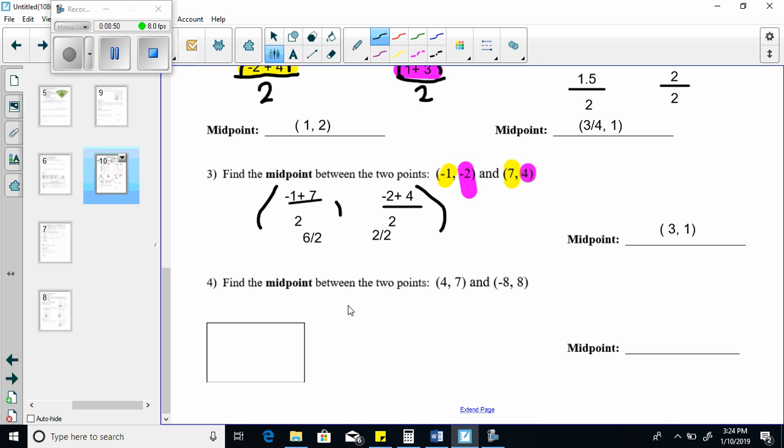So you should be able to do this last one here. I want to see that you can do this. Please come in with your work and the answer for this to get full credit.